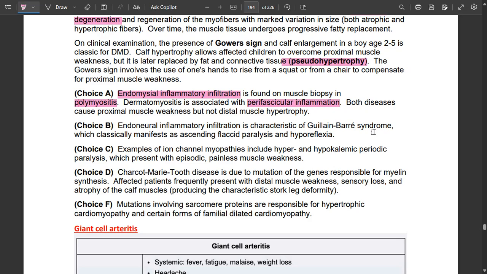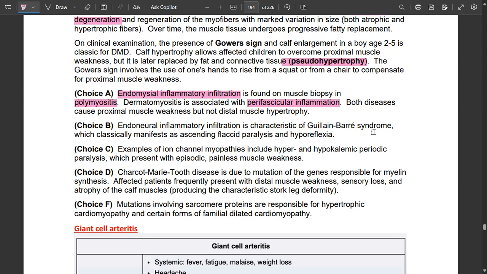Endoneurial inflammatory infiltration, so inside the nerves, is characteristic of Guillain-Barré syndrome, GBS, which classically manifests as ascending flaccid paralysis and areflexia. So if there is inflammation inside the nerves, then GBS is more suggestive.